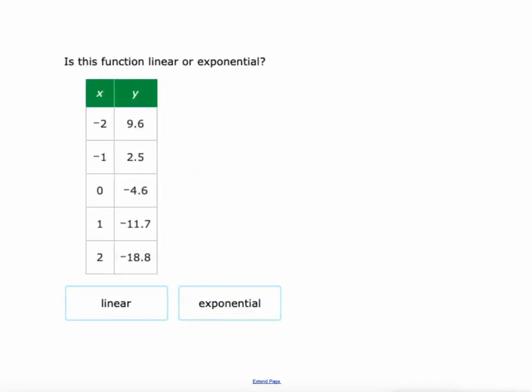Just two more quick examples here. So what's happening to x here? As x goes up 1, the y value goes down 7.1, and it continues to go down 7.1. So that is linear.